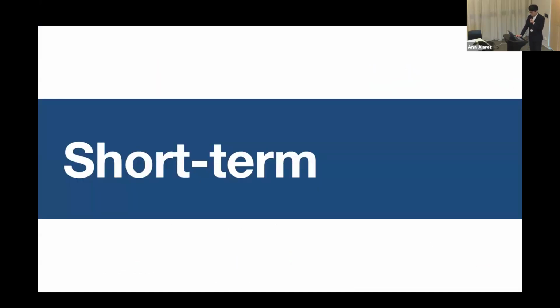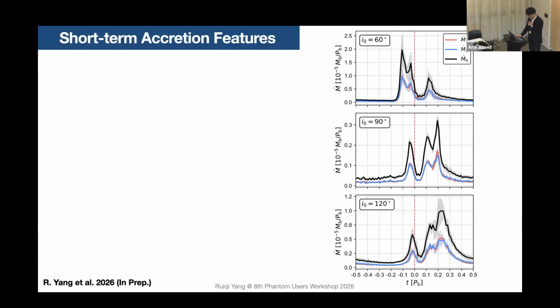Now let's see the short-term variability. So basically, we simulated 3 representative cases with initial tilts 60, 90, and 120. The x-axis is the orbital phase in one orbit. The vertical red dotted line denotes the periastron passage, and the y-axis is the accretion rate. Red, blue, and black curves denote the primary, secondary, and total binary accretion rate.